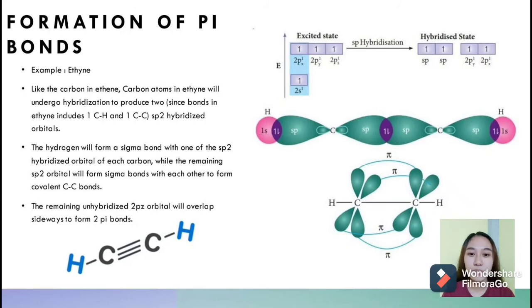So what will happen here is, again, we have the ground state of carbon atoms with 2 paired electrons in the 2s orbital and 2 other unpaired electrons in the 2p orbital. So we will excite this valence electron again and then form 1 unpaired electron in the 2s orbital and 3 unpaired electrons in the 2p orbital. And just like what happened to ethene, we will not use all of these unpaired valence electrons in hybridization.